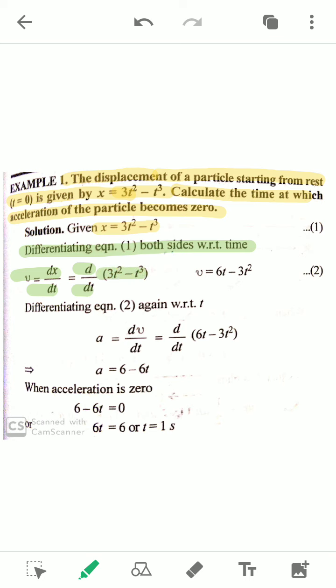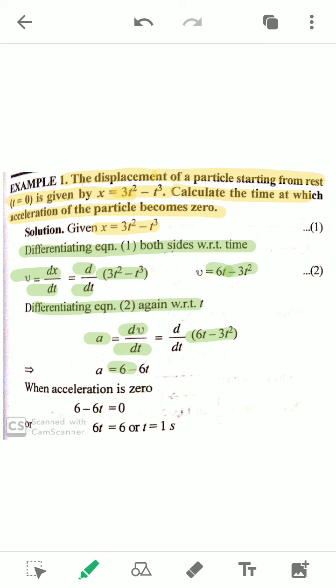Apply the differentiation rule. 3 is a constant; the differentiation of t² is power forward, power minus 1, that is 6t. The differentiation of t³, power forward, power minus 1, is 3t². Again, differentiate the second equation with respect to time, that means differentiation of velocity with respect to time, that is acceleration. So d/dt of velocity, which is 6t − 3t². Differentiating, the differentiation of t is 1, so 6 minus 3t², power forward, power minus 1, 6t.